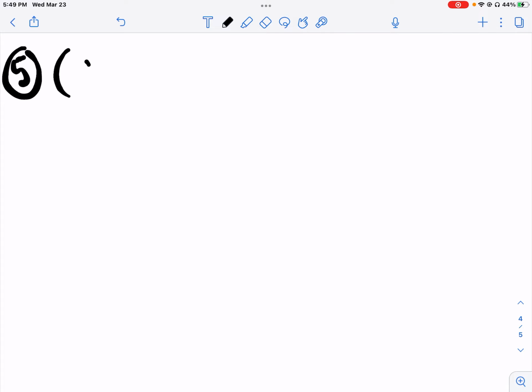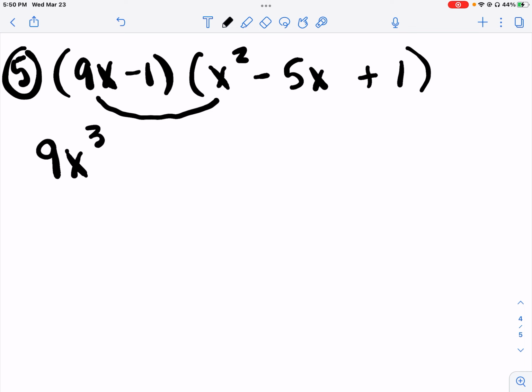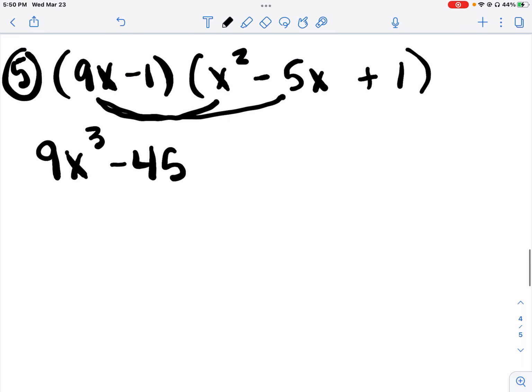Number 5. Okay, we have two things out front. So first I'm going to distribute the 9x. 9x times x squared. 9x times negative 5x. Positive times negative. x times x is x squared. 9x times 1.